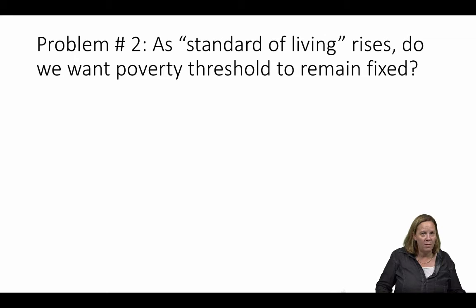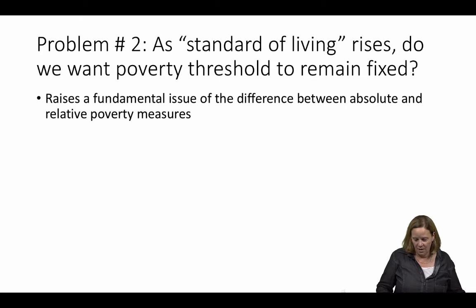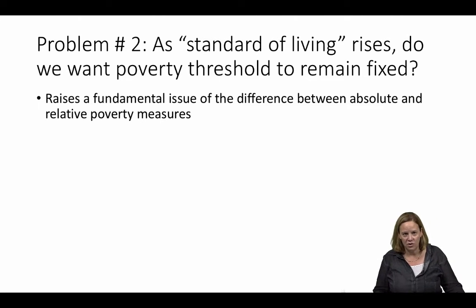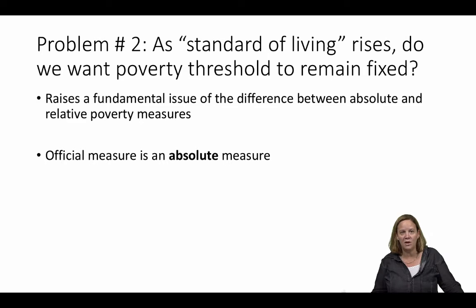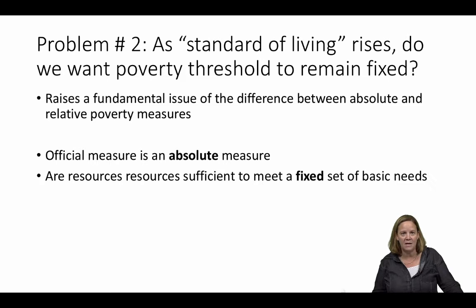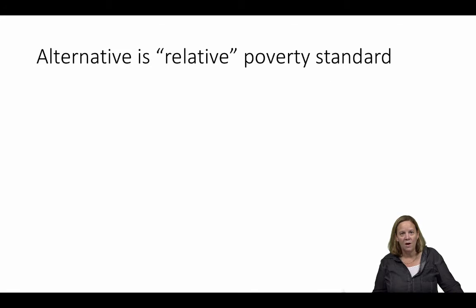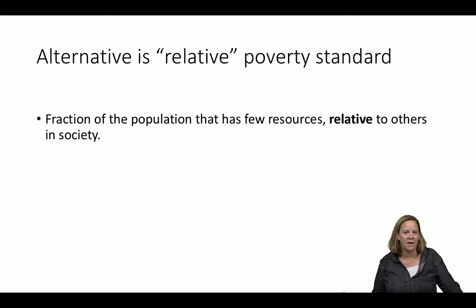Whether this is a problem or not is debatable, but it highlights the difference between an absolute and a relative poverty measure. An absolute poverty measure, such as the official poverty measure in the U.S., measures, as we've said, whether individuals have enough resources to meet a fixed set of basic needs. An alternative is a relative measure of poverty, which captures the fraction of the population that has relatively few resources, income, wealth, or consumption compared to others in that society.